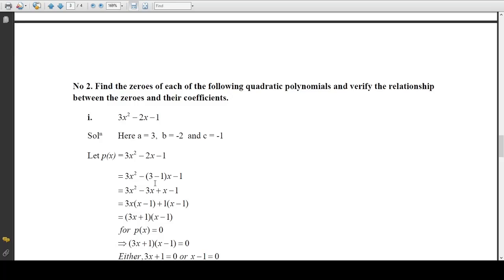Okay. Now you multiply this x to remove the bracket. Minus with plus is minus, 3 multiply x, 3x. Minus with minus is plus, x multiply 1, it is x. Now you have 4 terms.